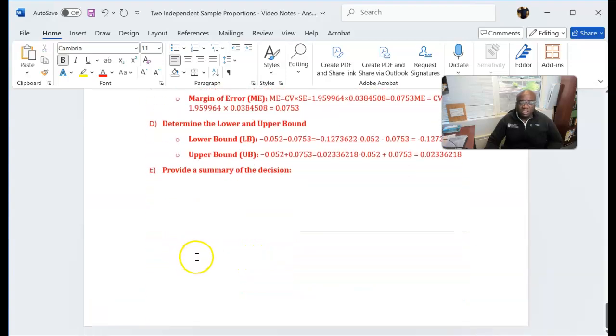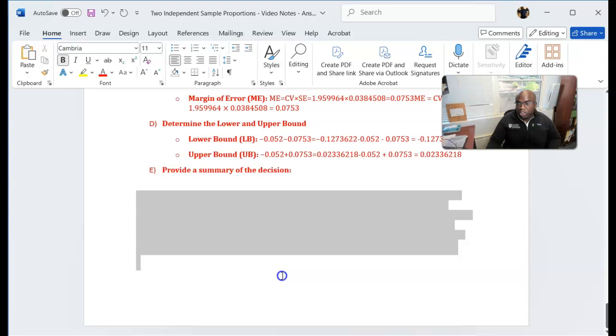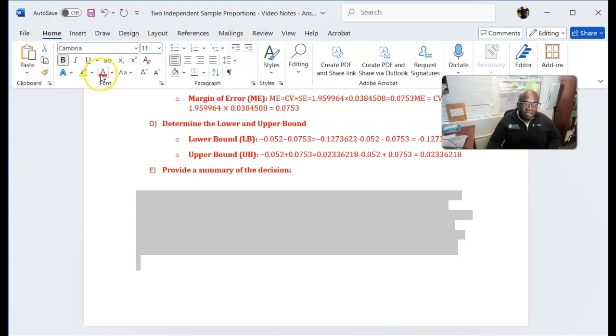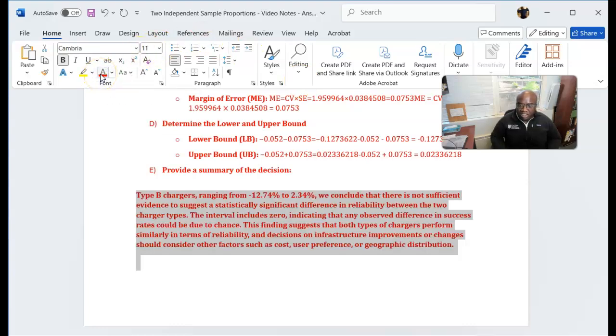And so then in terms of decisions, it doesn't matter what charging type we have, because based on our data, it's plausible for 0 to be included, which indicates that there's no difference. It could be by chance, but since 0 was included, we can conclude that we don't have evidence to reject that they are the same based on the data. The true difference between the population proportions could be 0.02, but it's not significant enough for us to reject that claim, indicating that any observed differences in success rates could be due to chance.